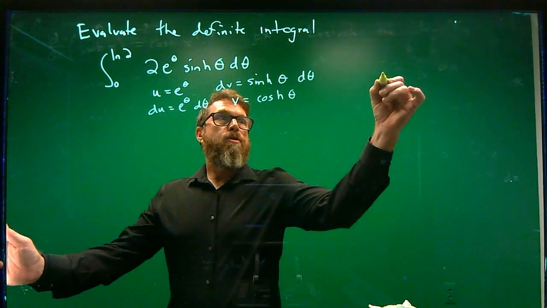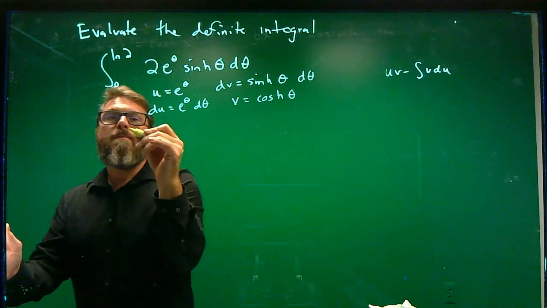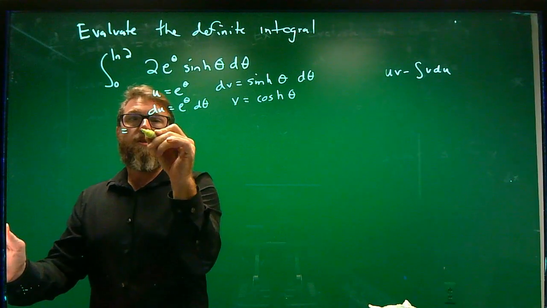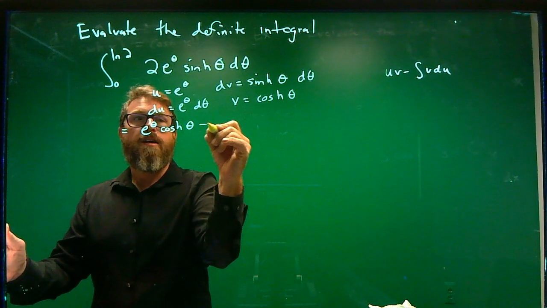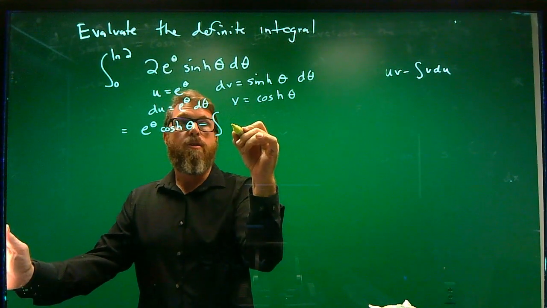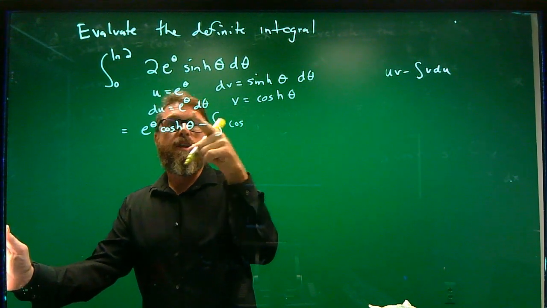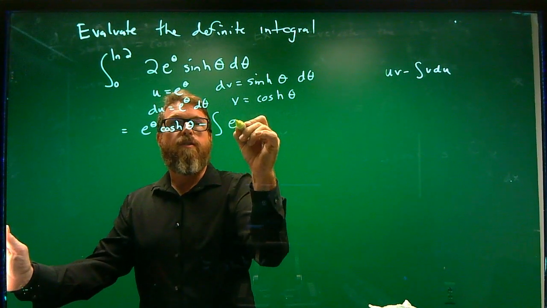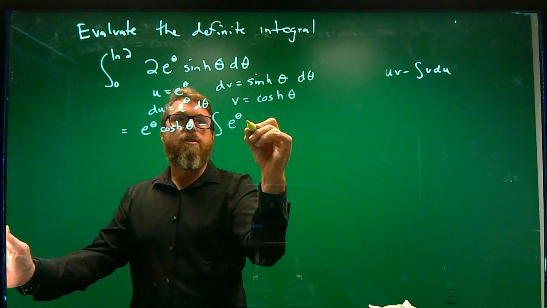So using uv minus the integral of v du, this is going to be uv, so e to the theta hyperbolic cosine of theta minus the integral of v du, which is going to be the hyperbolic cosine of theta times this. So I'm going to actually put this e in front. So hyperbolic cosine of theta times e to the theta d theta.